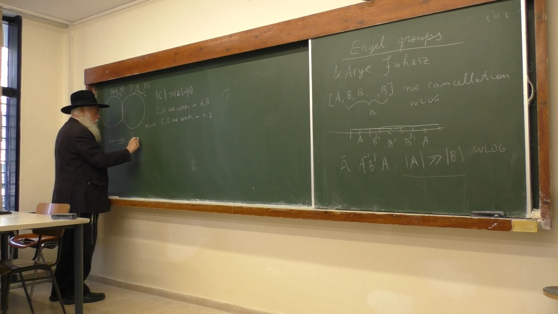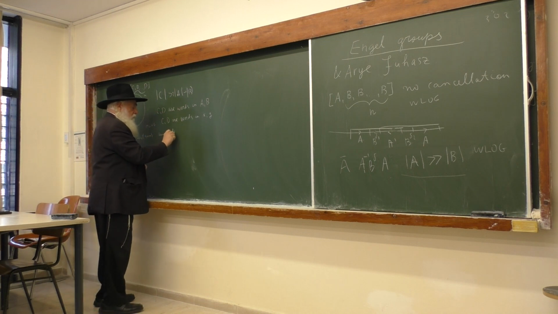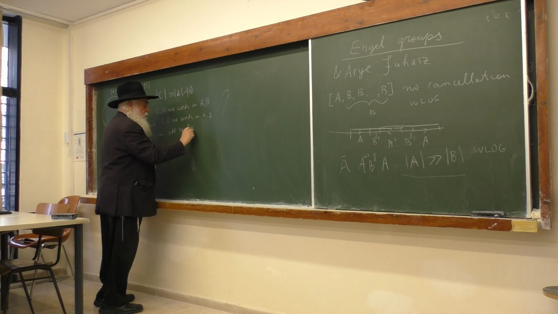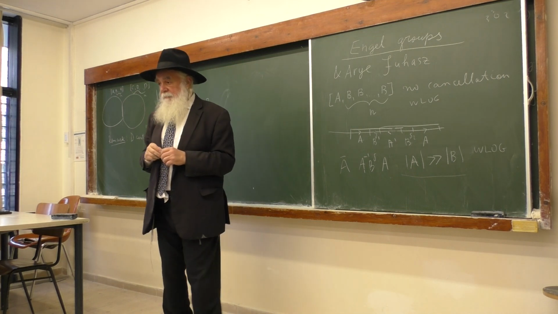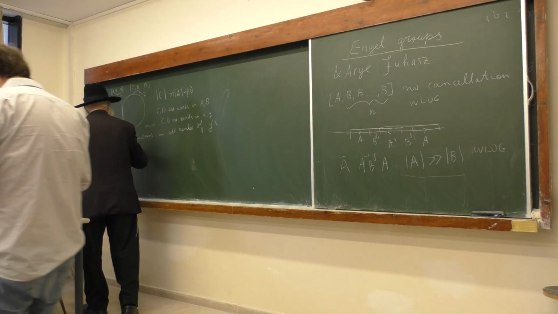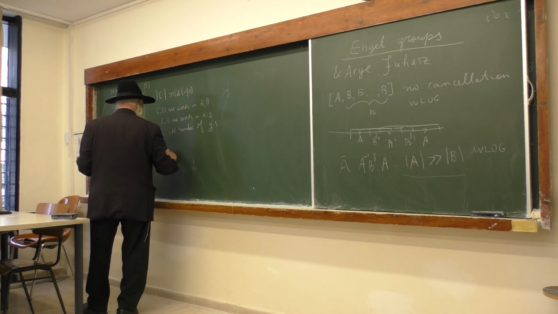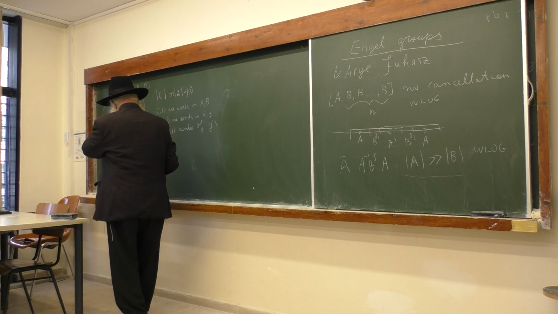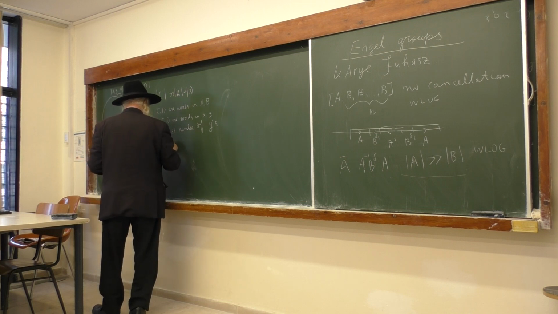D contains an odd number of y's. It couldn't contain an even number of y's. Why? It surely does. If it contains an even number of y's, so the word D, we have now it will be y to the power of delta 1, y to the power of delta 2, y to the power of delta 3, y to the power of delta 4.